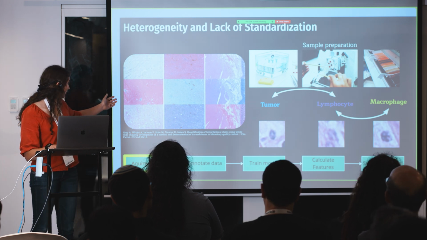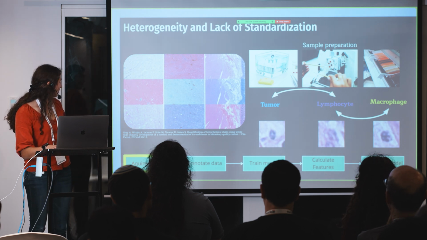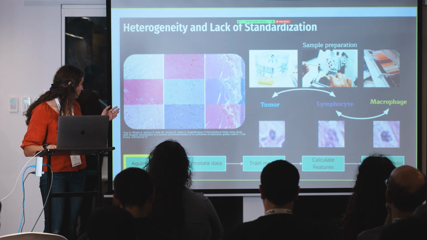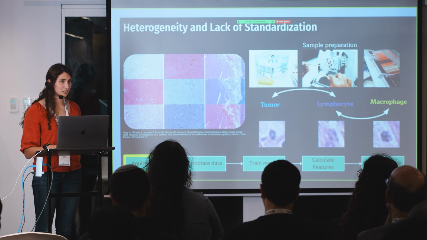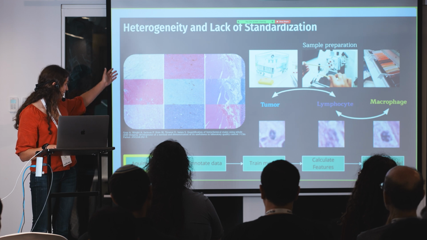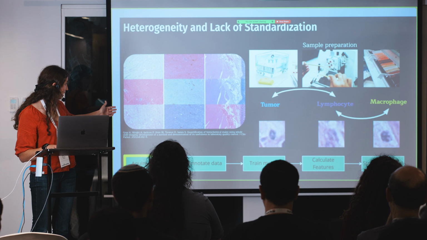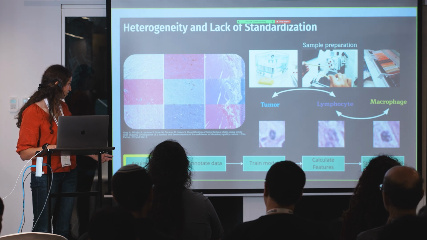So here on the, what side is that for you guys? That's the left. On the left, you see that we have several different images from H&E stains. H&E is a very common stain for us in pathology. And theoretically, we should be looking at the same images here. But due to the lack of standardization in different steps of this process, we actually see very different images.